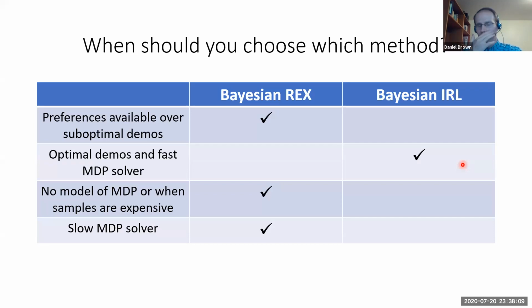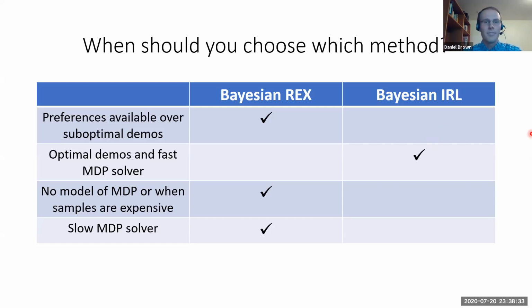And so I think it's interesting to look at the landscape of problems and when you might choose one over the other. I think clearly if you have suboptimal demonstrations and preferences, then Bayesian Rex is a clear choice. If you have a fast MDP solver and optimal demonstrations, then I think Bayesian IRL is also the clear winner. However, in cases where you maybe don't have a good model, or when samples are really expensive to roll out in the environment, or you have a really slow MDP solver, I think the Bayesian Rex method is a really good candidate.